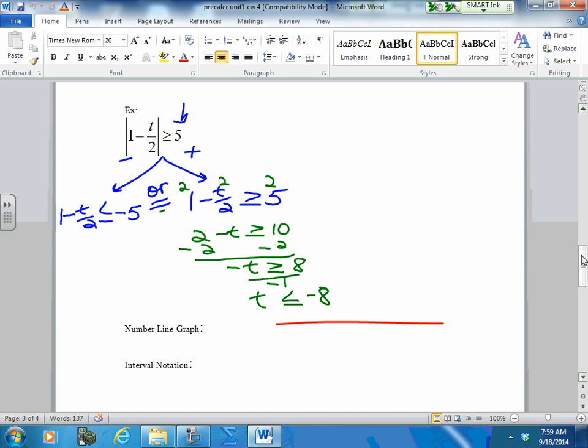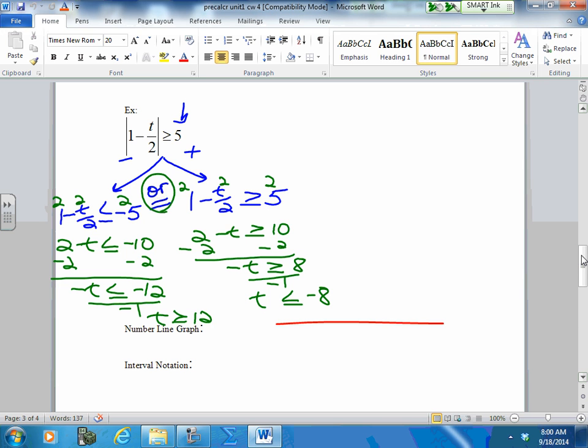Okay. Now remember, this is an OR. Let's do the same to this side. Multiply everybody by 2. 2 minus t less than or equal to negative 10. Subtract the 2. And again, you're going to flip your sign, dividing by a negative 1. So there's your OR statement. So you've got negative 8. And remember, you don't have to fill in your whole number line, just the 2 critical values that we need. And here's your OR statement.